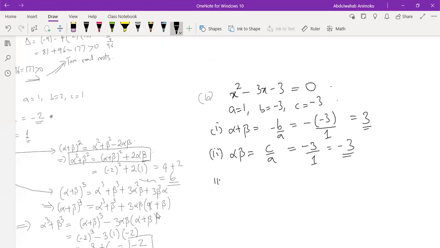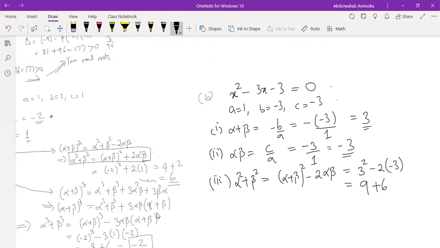As easy as this. And the third one is alpha squared plus beta squared, and we already said this is the same thing as alpha plus beta squared minus 2 alpha beta. And what is alpha plus beta? That is 3 squared minus 2 times alpha beta, which is minus 3. So when you simplify this, you have 9 plus 6, which is 15. That is alpha squared plus beta squared.